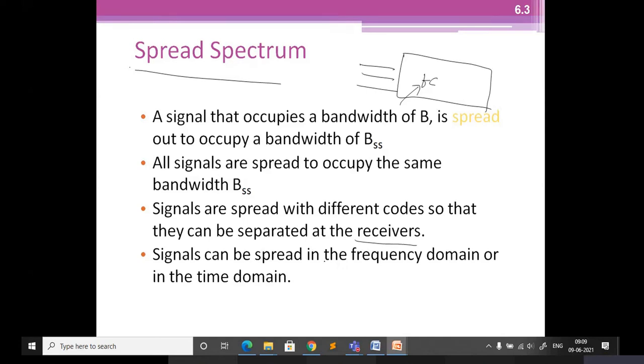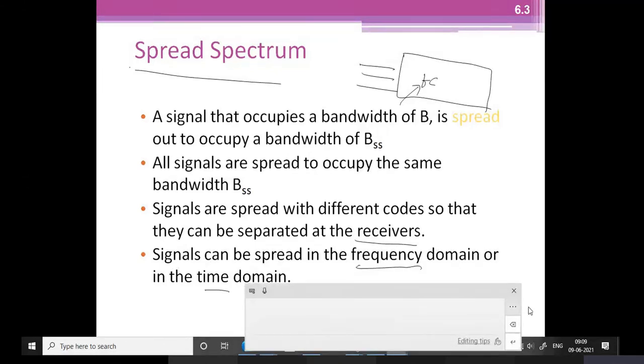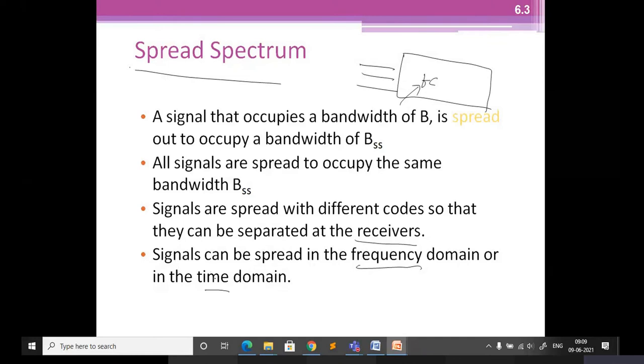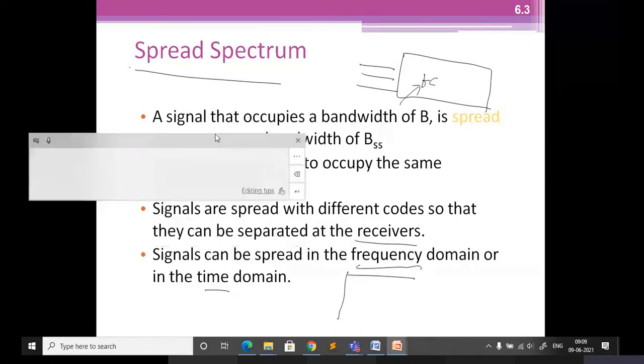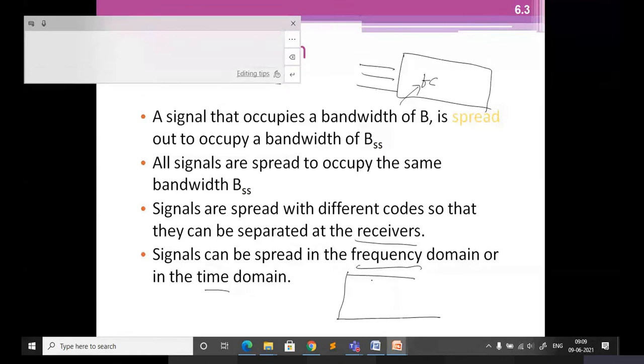So signals can be spread in the frequency domain, or in the time domain. You should know the meaning of frequency domain and time domain. Just recall we have discussed this in terms of multiplexing. Frequency means the available bandwidth is divided into a number of channels, each channel having its own frequency. At the same time, multiple sources can send data using different frequencies, or channels: channel 1, channel 2 and channel 3. So this is the case of frequency domain.